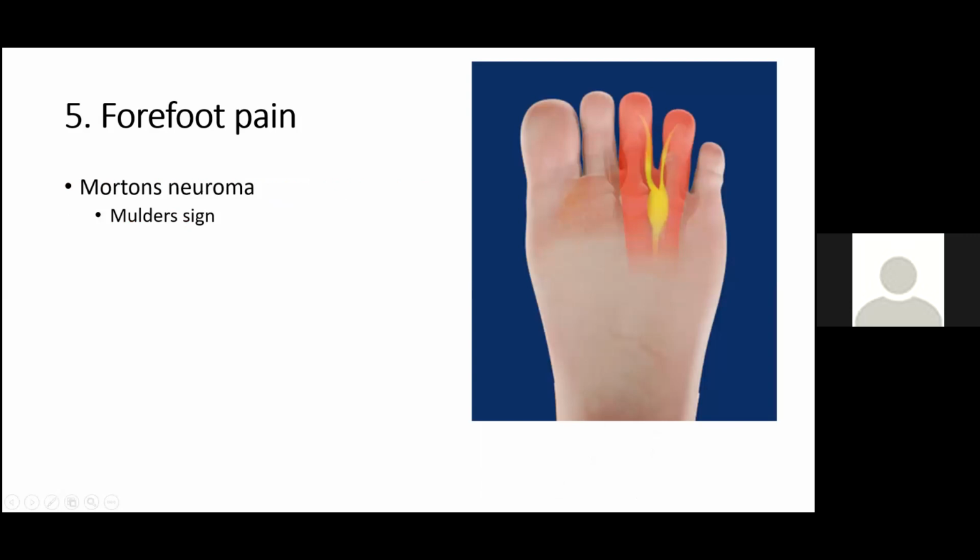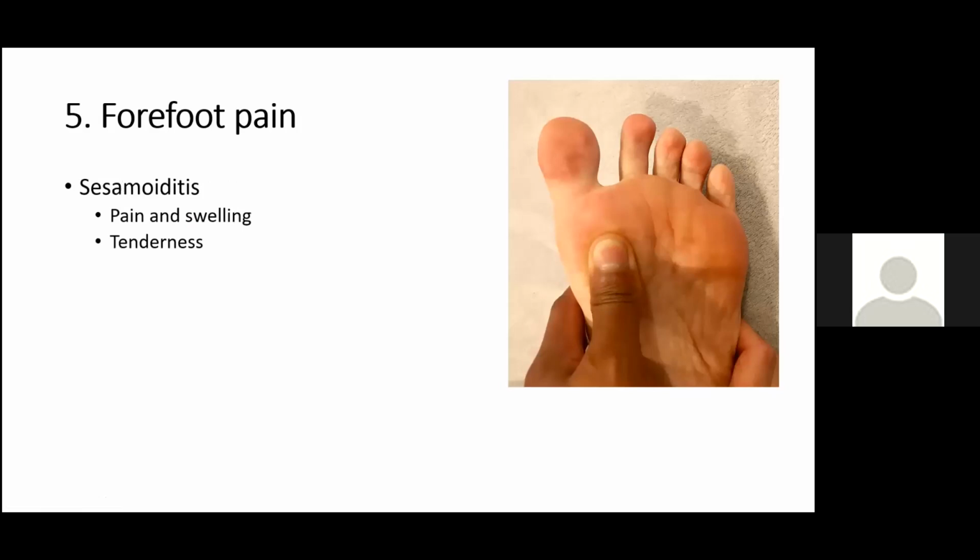Morton's neuroma, it's again a rare entity where they will complain of shooting pain. This commonly involves the third web space. So there will be shooting pain along these sides of the toes. And if you squeeze the metatarsals with your hand, the similar pain will be elicited in the patient, that is known as Mulder's sign.